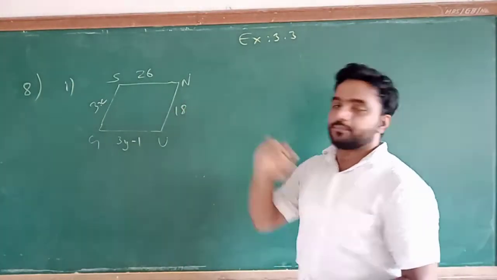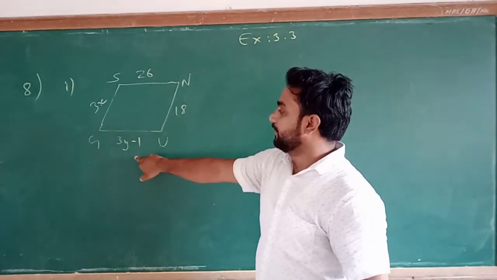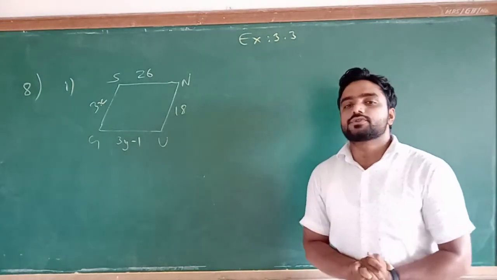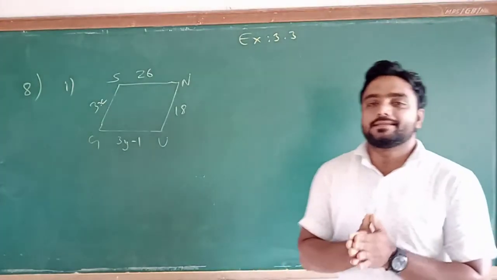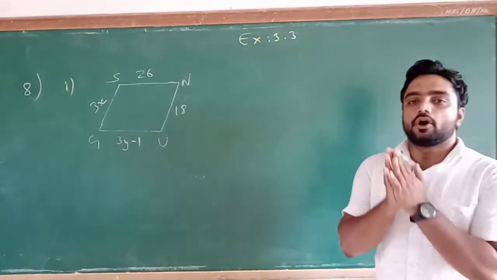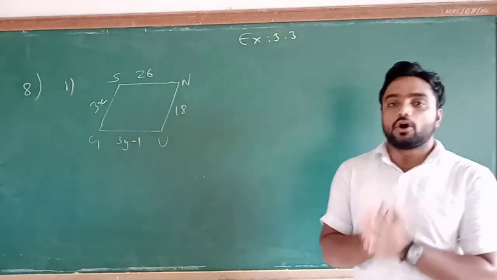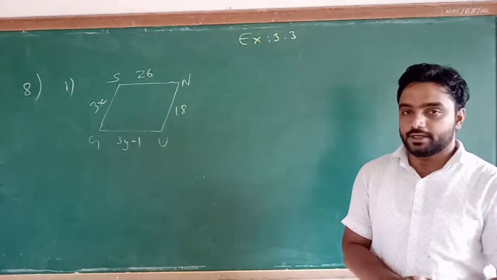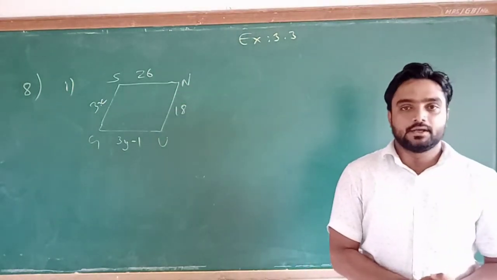Now here the values of the sides are given to you. ओके, 26, 18, 3y minus 1 and 3x. Okay, so here you have to use the properties on the basis of the sides of a parallelogram. Okay, so what is the property on the basis of the sides of a parallelogram? That is, the opposite sides of a parallelogram are equal in measure. Okay, तो बस हमें कुछ नहीं करना है, जो opposite sides है उसके बीच में equality बतानी है. Understand or not?